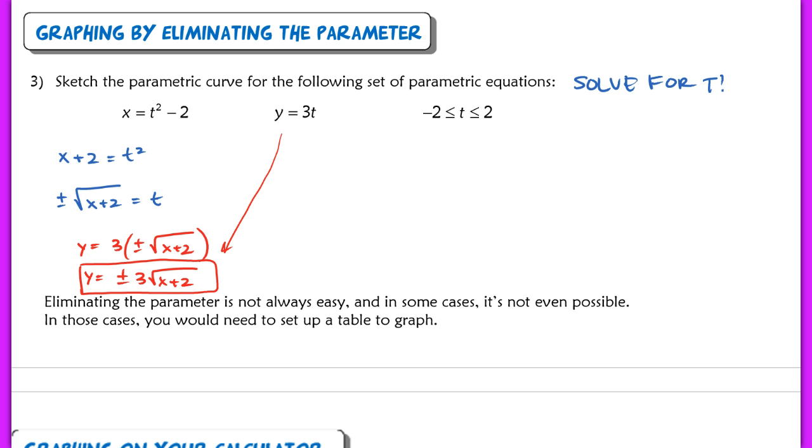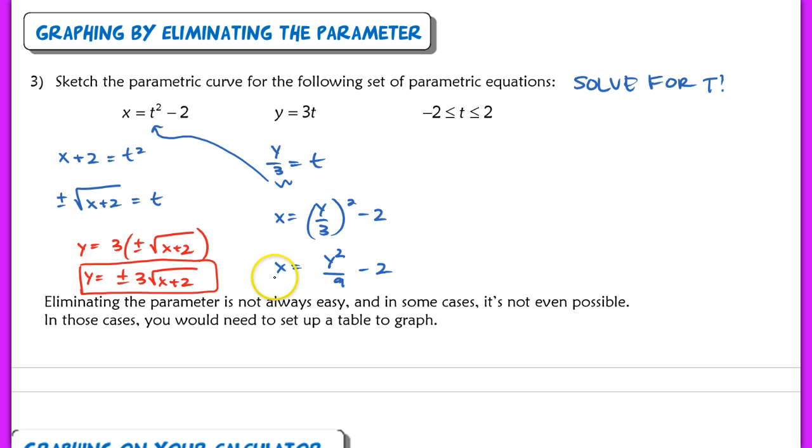Now, alternatively, we could have chosen to isolate the t here. Usually you go with whatever one is easier to isolate. So here, if I isolate the t, I end up with y over 3 equals t. Now I'm going to make the substitution into the other parametric equation. So now I have x equaling (y over 3) squared minus 2. So I end up with x equaling y squared over 9 minus 2.